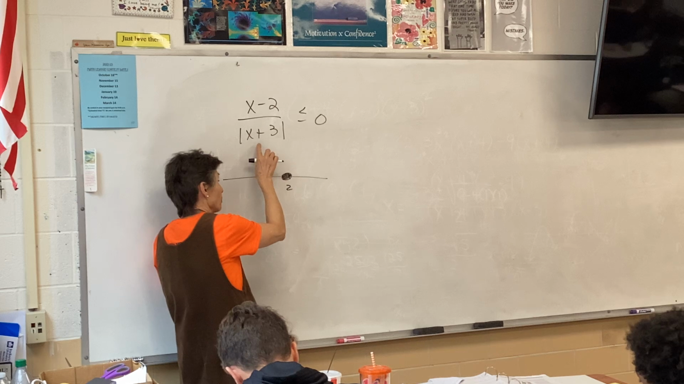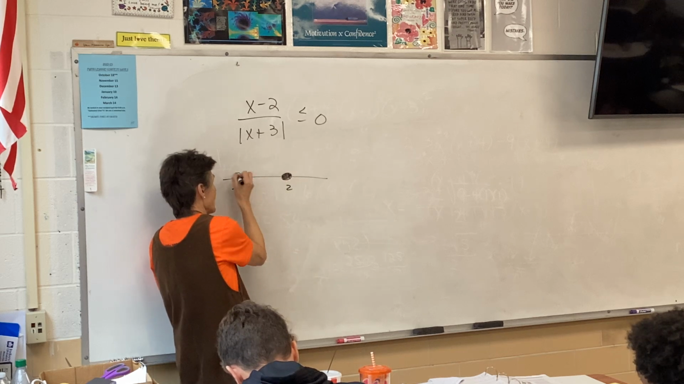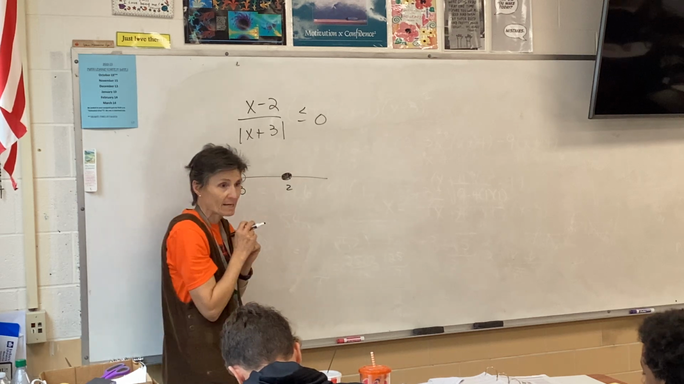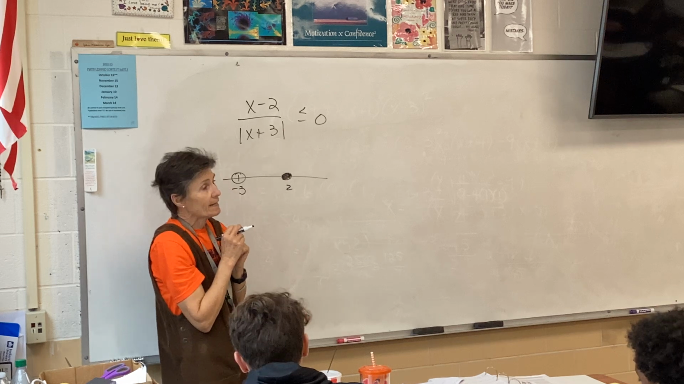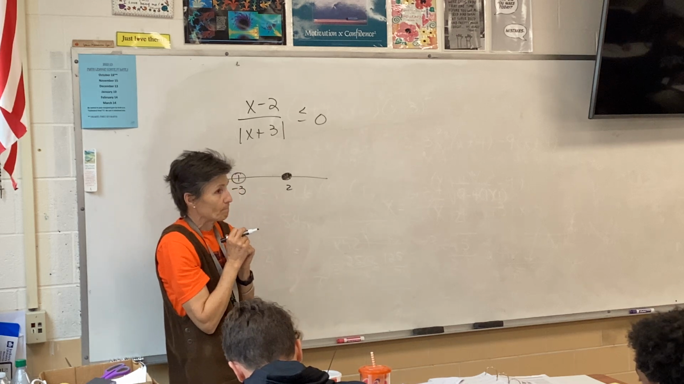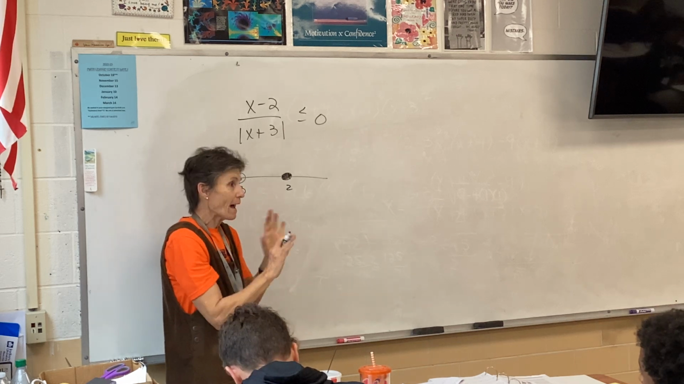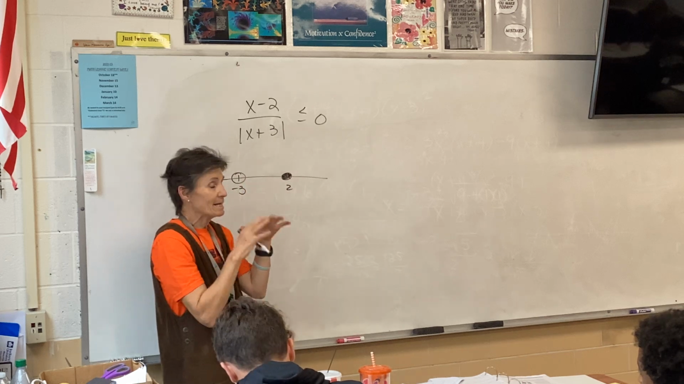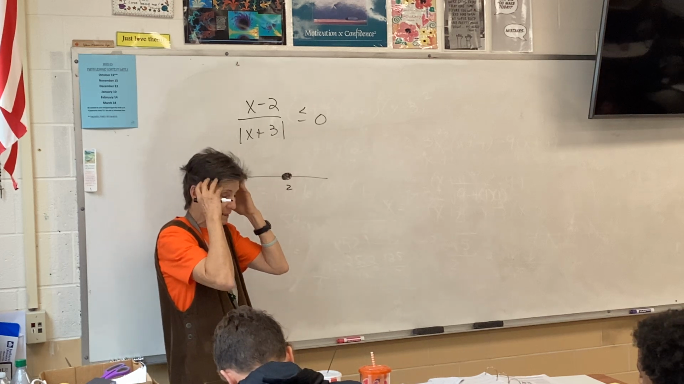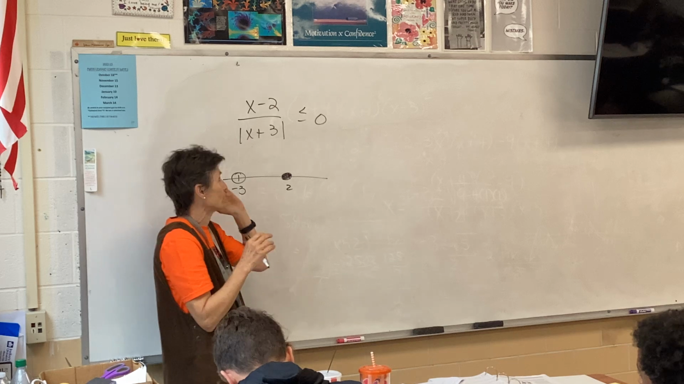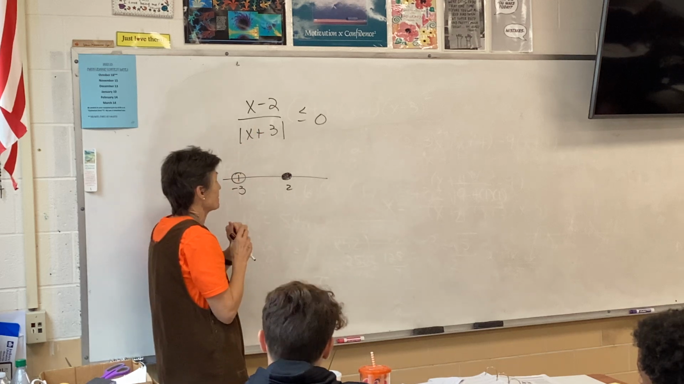Now, there's a problem with -3, however. I'm going to mark that right now so I don't forget. Can x be -3? No. So whatever happens, maybe it won't matter, but I want to just keep track of that. So x can't be -3. If it's 2, it's 0.